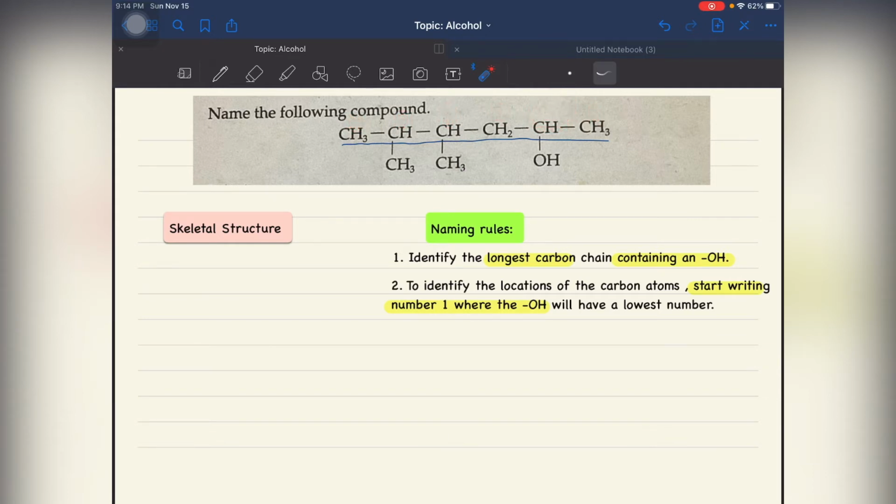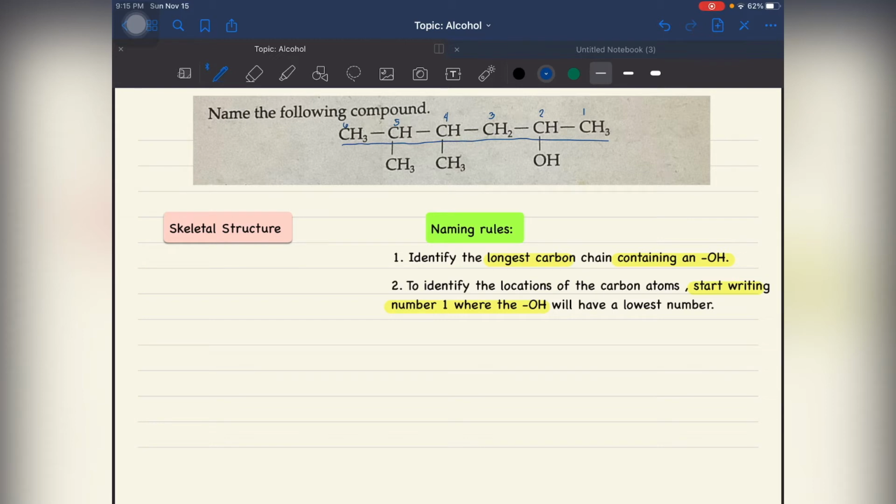So, where do you think we should start counting number 1? Is it to the left or to the right? Okay, very good. So, we should start numbering from right going to the left. Kasi, kung doon tayo magsa-start, doon yung may pinakamababang number of carbon atom na may magko-contain ng functional group natin na OH. So, let's start writing it. So, we have here 1, 2, 3, 4, 5, and 6.